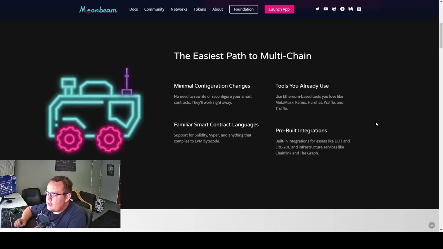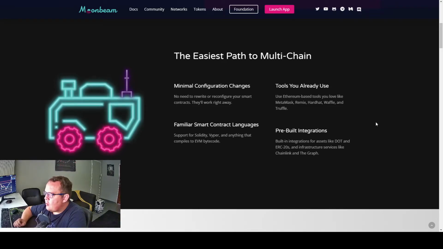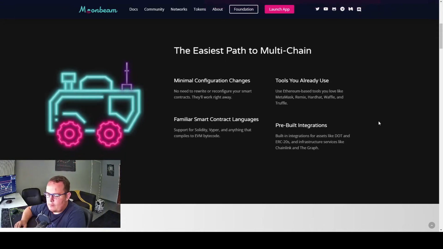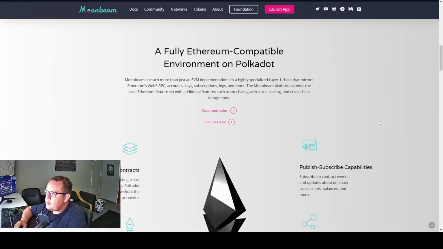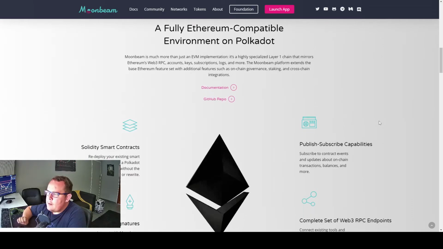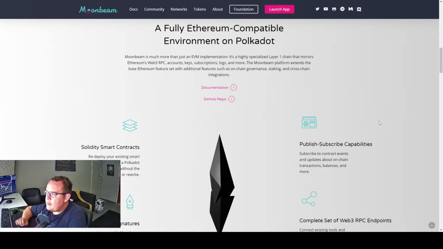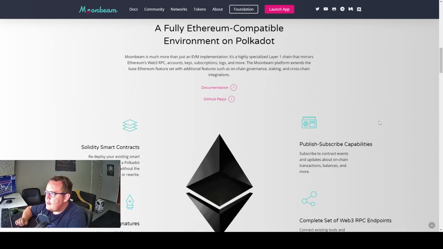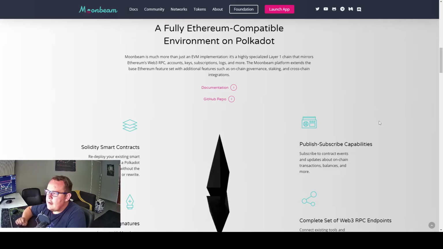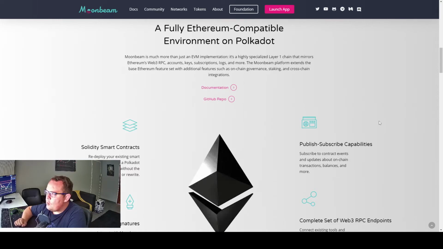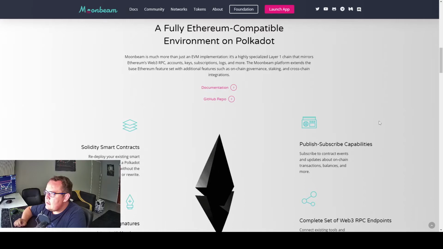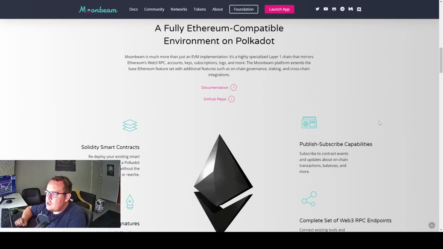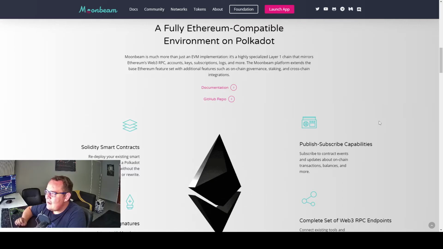Familiar smart contract languages. Support for Solidity, Vyper, and anything that compiles to EVM bytecode. Pre-built integrations. Built-in integrations for assets like DOT and ERC20 and infrastructure services like Chainlink and The Graph. A fully Ethereum-compatible environment on Polkadot. Moonbeam is much more than just an EVM implementation. It's a highly specialized Layer 1 chain that mirrors Ethereum Web3 RPC, accounts, keys, subscriptions, logs, and more. The Moonbeam platform extends the base Ethereum feature set with additional features such as on-chain governance, staking, and cross-chain integrations.